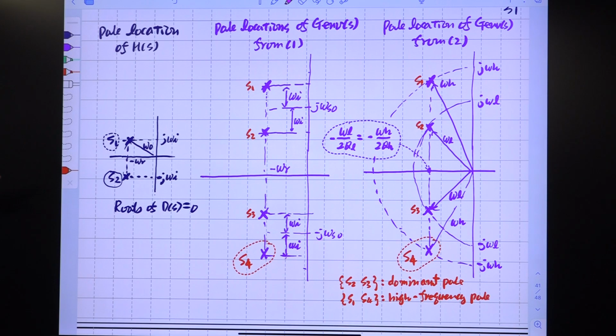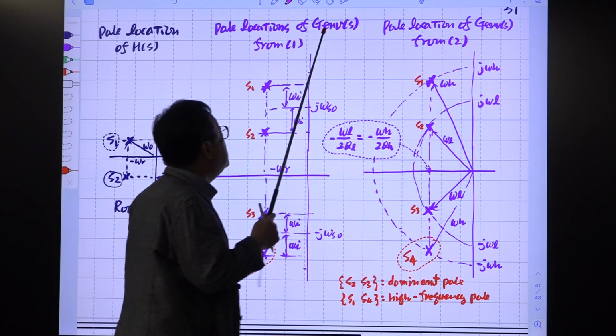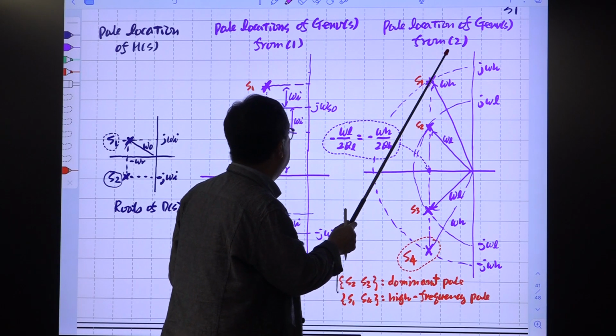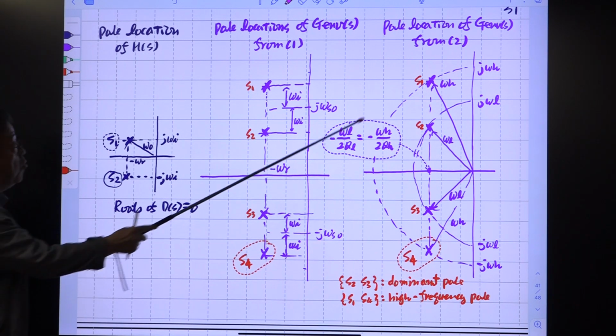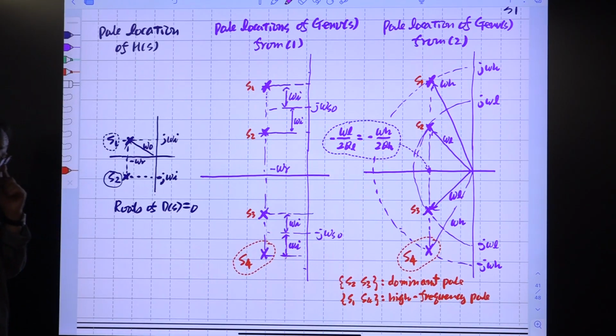Okay, let me show this. We go back to this. So this is the tank transfer function. So it has this pole, the original pole here. Okay, this is the root of D(s) equals 0. And the pole locations of G_ENB(s) are the same poles. So same poles, 1, 2, 3, 4, 1, 2, 3, 4, same poles, but this representation is based on this equation.